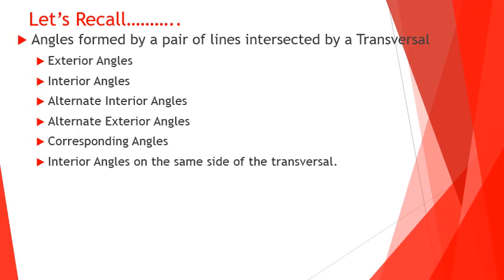And the last one is interior angles on the same side of the transversal. From the word itself, we will get the definition. It is a pair of interior angles which lie on the same side of the transversal. That is, two angles which lie on the left side of the transversal. Similarly, two angles which lie on the right side of the transversal. These are the angles formed when two lines are intersected by a transversal.